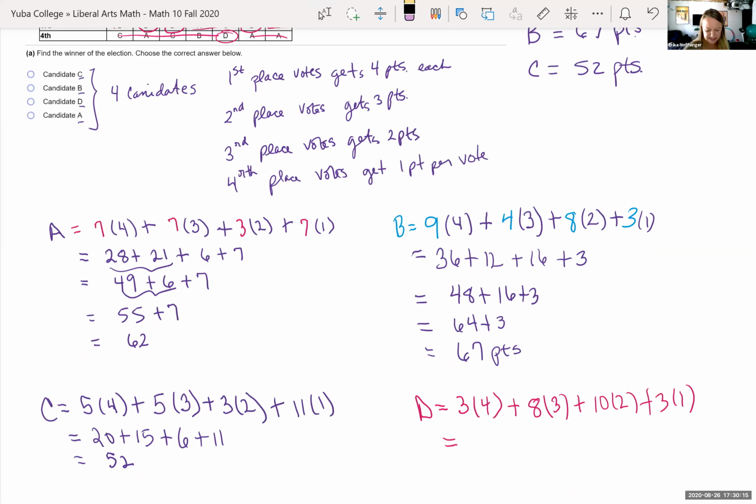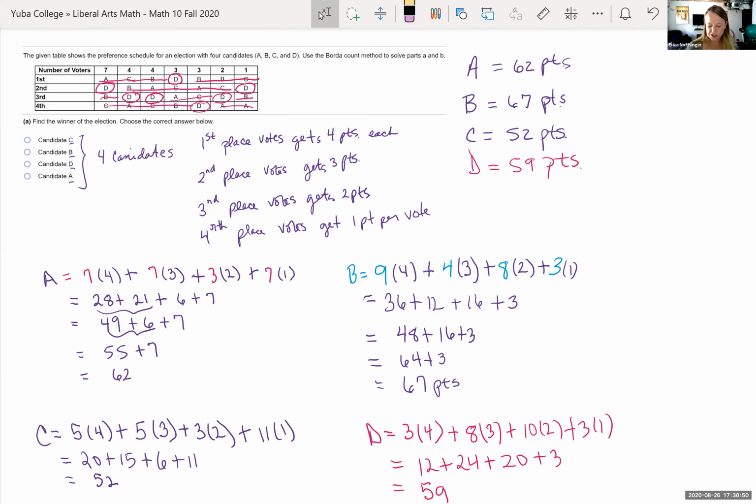So going through and multiplying and summing, 3 times 4 is 12, plus 8 times 3 is 24, plus 10 times 2 is 20, plus 3 times 1 is 3. So 12 plus 24 is 36. 36 plus 20 is 56, and 56 plus 3 is 59. And so by the Borda count, you're looking at the person who has the most amount of points. And so by the Borda count method, we have that B is the winner.